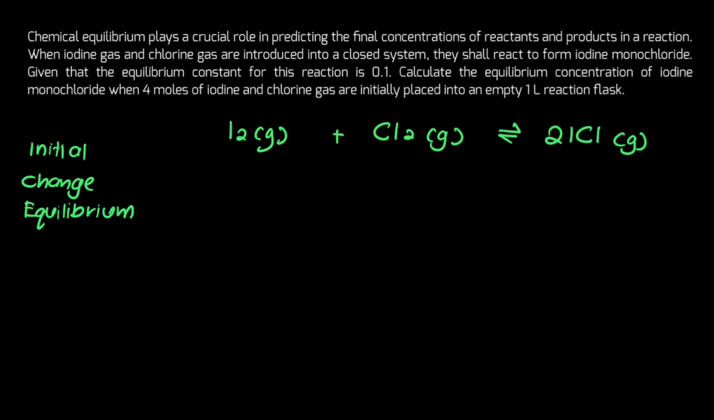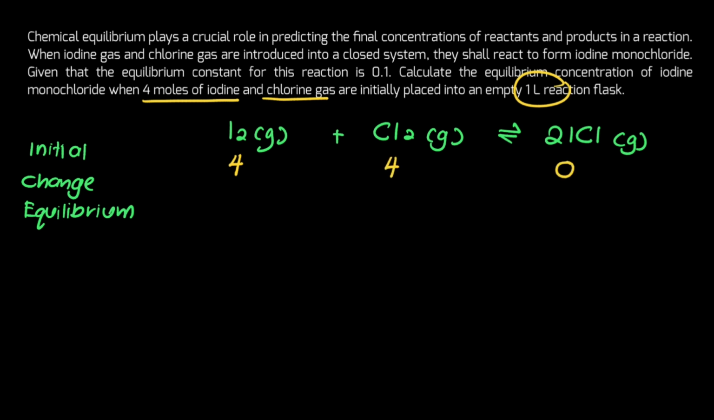The question states here that 4 moles of iodine and 4 moles of chlorine gas is being used to produce the iodine monochloride, and the vessel is just 1 liter. So molarity is number of moles divided by the volume in liters. The number of moles here is 4 moles, and because the vessel is 1 liter, it's going to be the same as the concentration. So I'm going to write the concentration for iodine is 4, and then this one is going to be 4 as well.